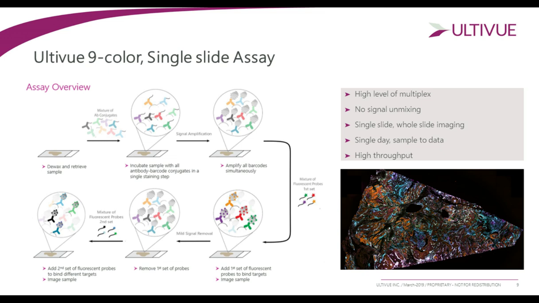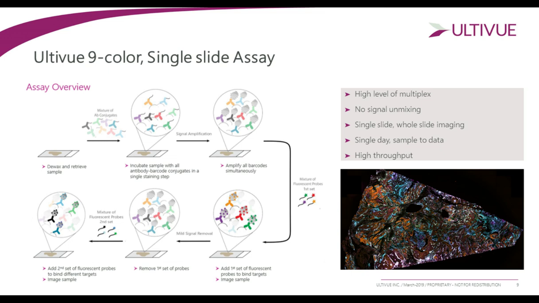So you would still do a single antigen retrieval step, single dewax step, that type of step, and you would apply all your primary antibodies in a single cocktail, as you can see at the top. So you'd introduce all 8 primary antibody targets at the same time. You do a single amplification step where all 8 targets would be amplified at the same rate and same time, as I had mentioned before.